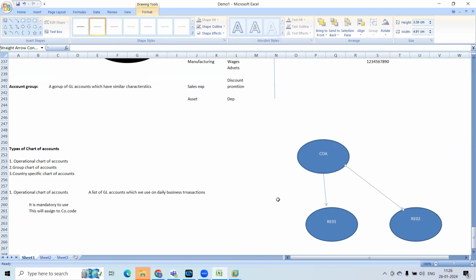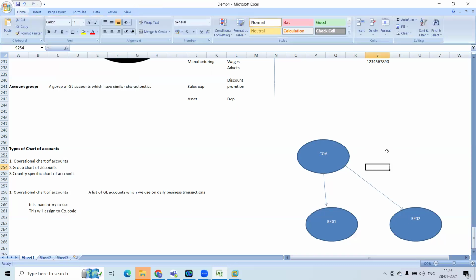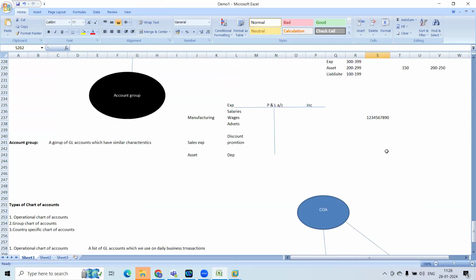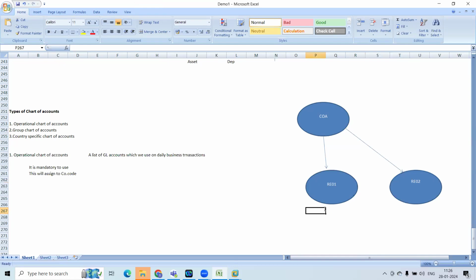Okay. So whatever length we are using here, the same one will be applicable for RE01 and RE02. And you defined your salary account as 300100 here. We decided 6 digit, right? 300100. The same salary account will be available in your RE02 also. Whenever you assign this chart of accounts to both company codes, it will be the same for the rest of the company codes also.